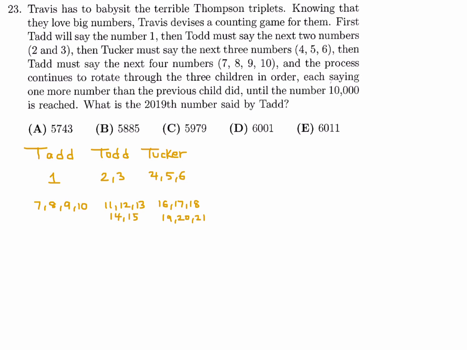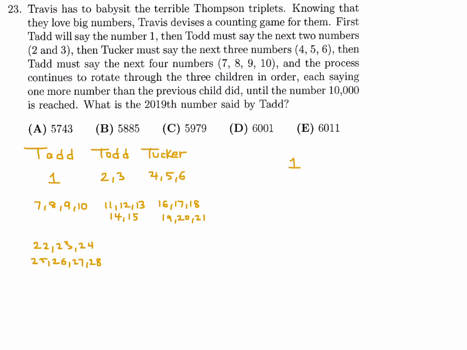And then now we have to sort of figure out a system. Now when it comes back to Tad, he's going to say obviously 7 numbers, so 22, 23, 24, 25, 26, 27, 28. So far, how many numbers has he said? 1, 2, 3, 4, 5, 6, 7, 8, 9, 10, 11, 12. He said 12 numbers. And we have to come up with a system of how to figure out these numbers.